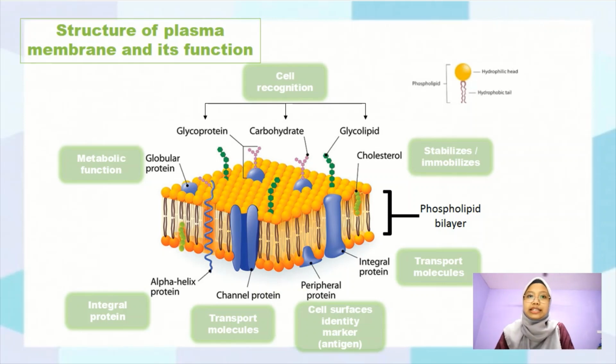Now we'll look at the channel protein, which works the same way as the integral protein, allowing molecules to go through it. It helps substances to enter the plasma membrane. Alpha helix protein is one of the integral proteins which works the same way, allowing certain particular molecules to pass through the plasma membrane. And lastly, the globular protein functions in metabolic functions.